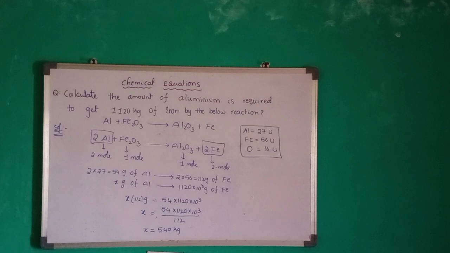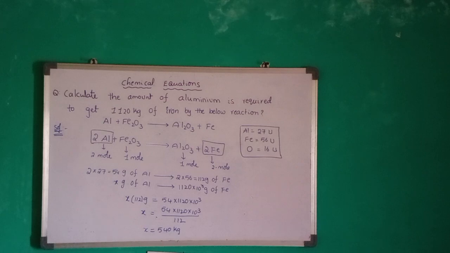Why do we need to balance the chemical equation? According to the law of conservation of mass, the mass of the reactants should be equal to the mass of the products. If we do the problem without balancing the chemical equation, the values are wrong. So we need to balance the equation first. The final balanced equation is 2Al plus Fe2O3 gives Al2O3 plus 2Fe.